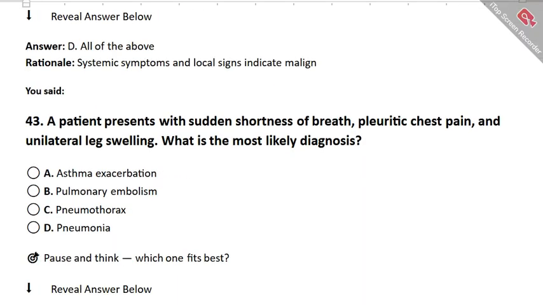A patient presents with sudden shortness of breath, pleuritic chest pain, and unilateral leg swelling. What is the most likely diagnosis? In this situation, the correct answer is pulmonary embolism.